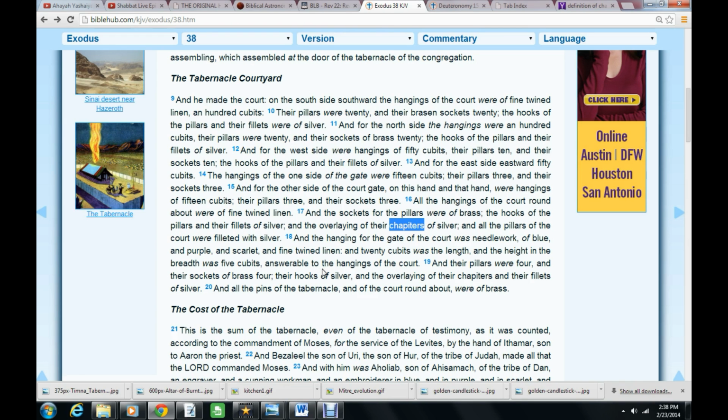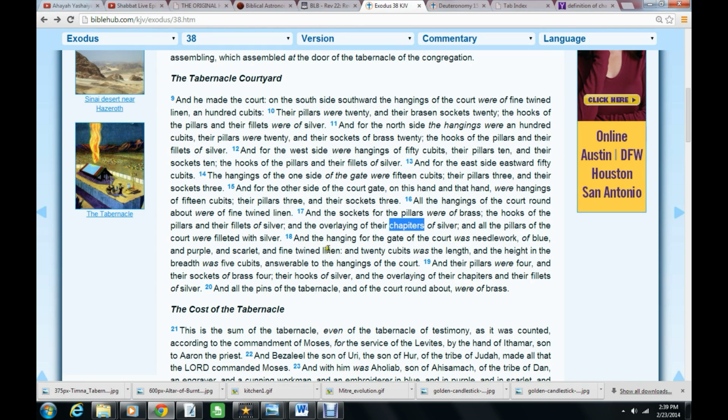Answerable to the hangings of the court, and their pillars were 4, and their sockets of brass 4, their hooks of silver, and the overlaying of their chapiters, and their fillets of silver, and all the pins of the tabernacle, and all the court round about were of brass. So answerable to the hangings of the court.